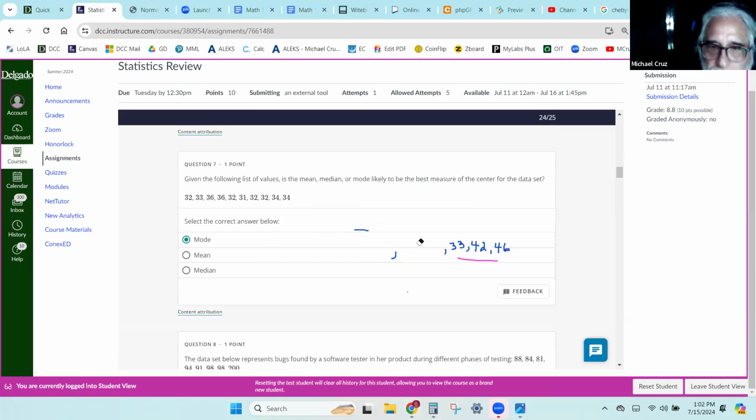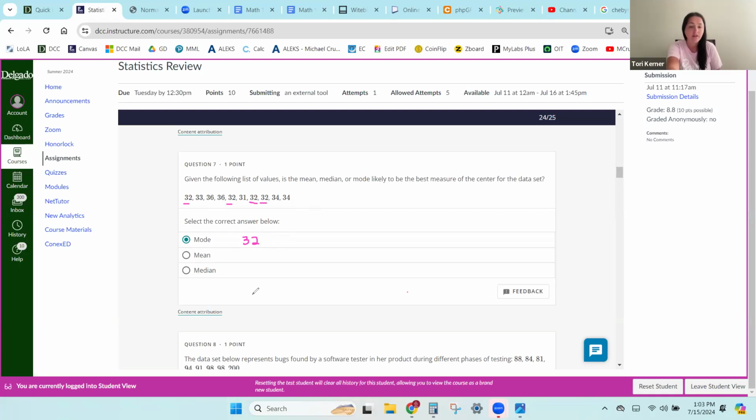Now, this one provides an opportunity for us to test them all out. I have to say, I don't particularly care for this question because when it says best, they need to give you some criteria. But in this sense, because the mode here, 32, 32, 32, 32, there's your mode. That's the most likely measure of center.